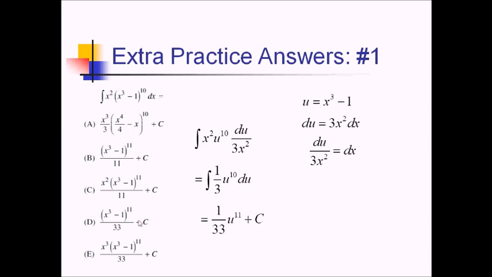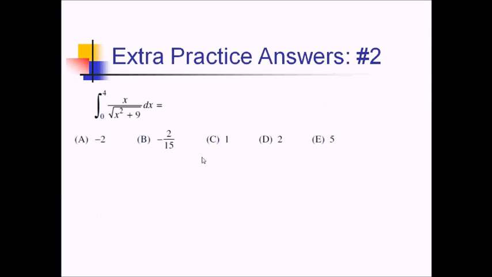And then all the answer choices you'll notice are in terms of x. Whereas if this were a definite integral, we would probably just keep it in terms of u. Since the answers are in terms of x, we're going to substitute the x cubed minus 1 back in for u to write 1 over 33 x cubed minus 1 quantity to the 11th plus c. And then that's going to give us answer choice, choose carefully here, looks like D.